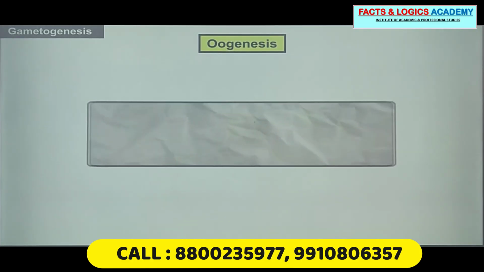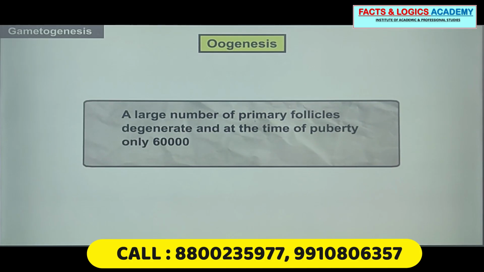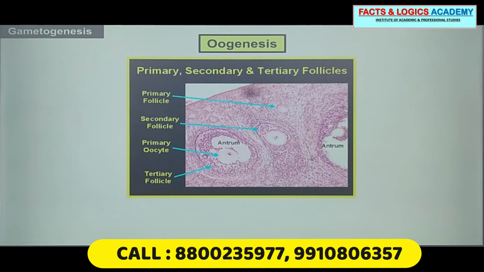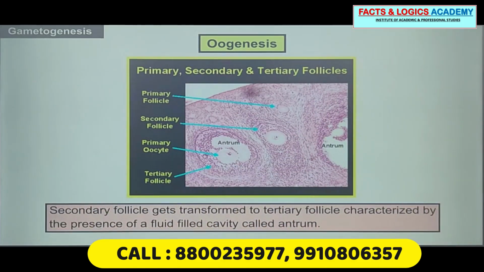You will be surprised to know that at the time of birth, a large number of primary follicles degenerate, and at the time of puberty, only 60,000 to 80,000 primary follicles are left. More layers surround the primary follicle, and now it is called the secondary follicle, which is subsequently transformed into the tertiary follicle, which is characterized by the presence of a fluid-filled cavity called the antrum.